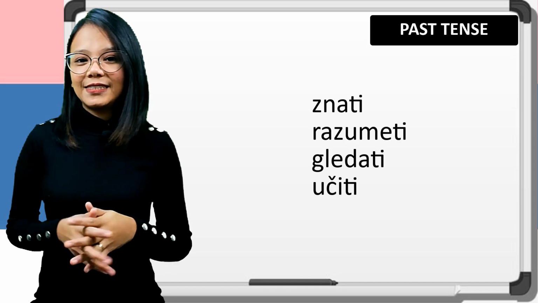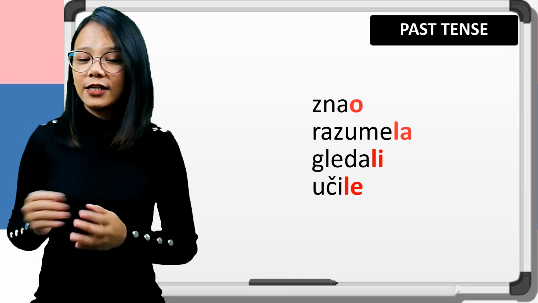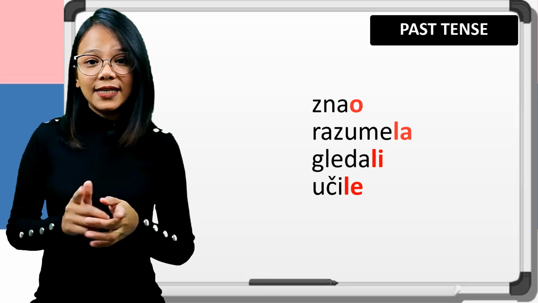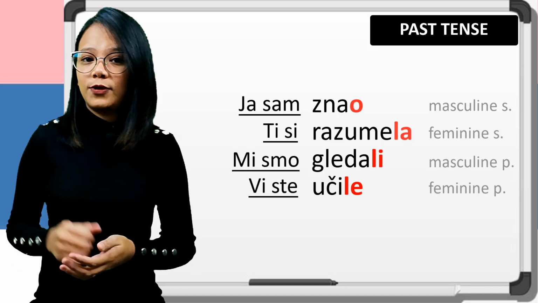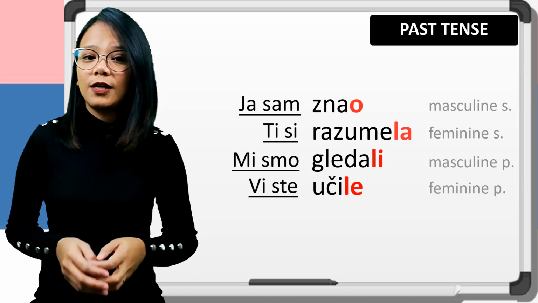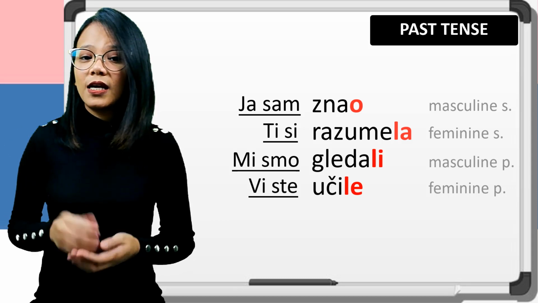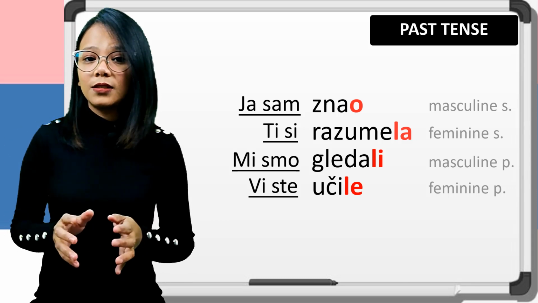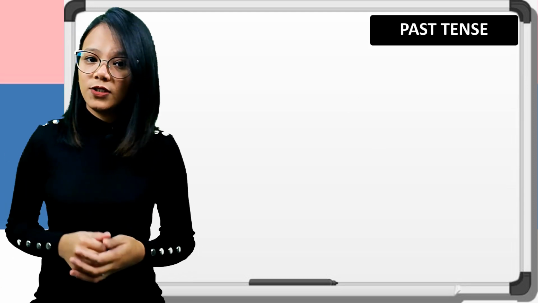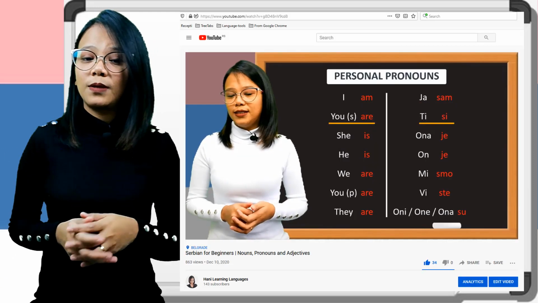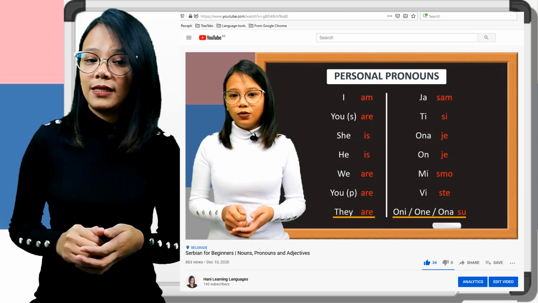For past tense, same as in present tense and future tense, remove ti and add the corresponding endings. But this time, it's by gender. So meaning, we will add the personal pronouns and auxiliary verbs. Unlike in the present tense and future tense, we can just omit them. But here, it's a must to put them. If you still don't know about the personal pronouns and auxiliary verbs, better to watch my previous video to understand it before proceeding in this lesson.